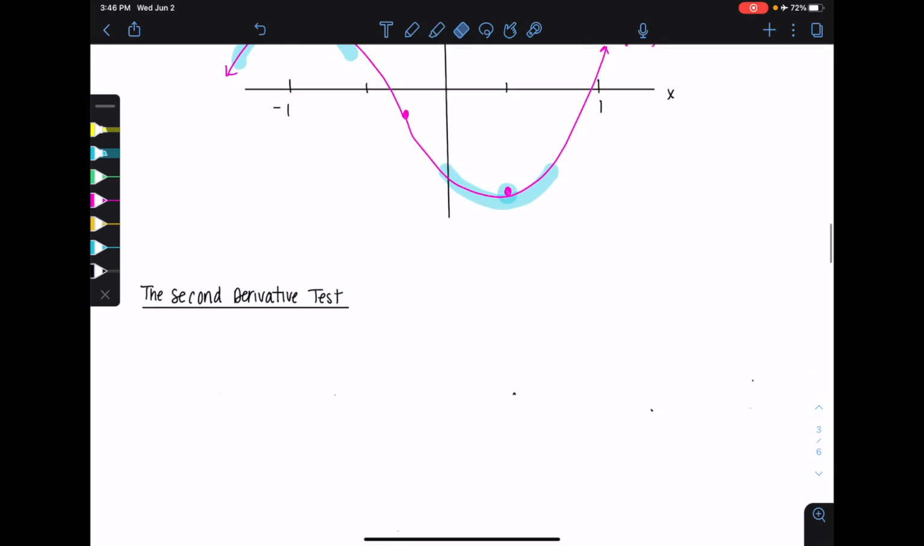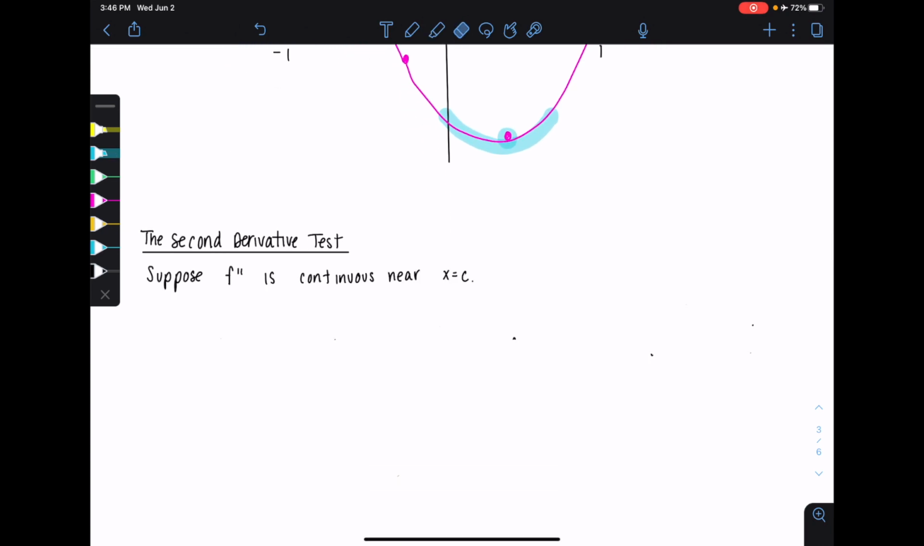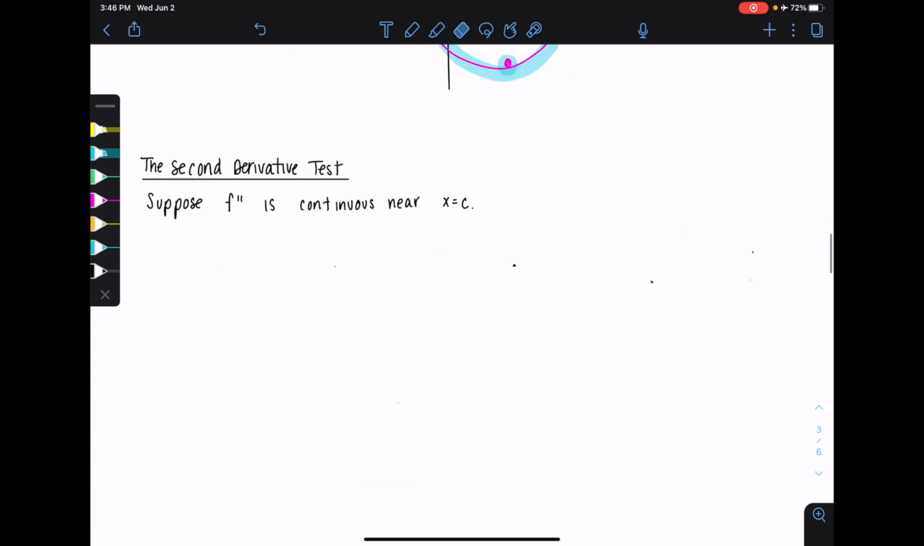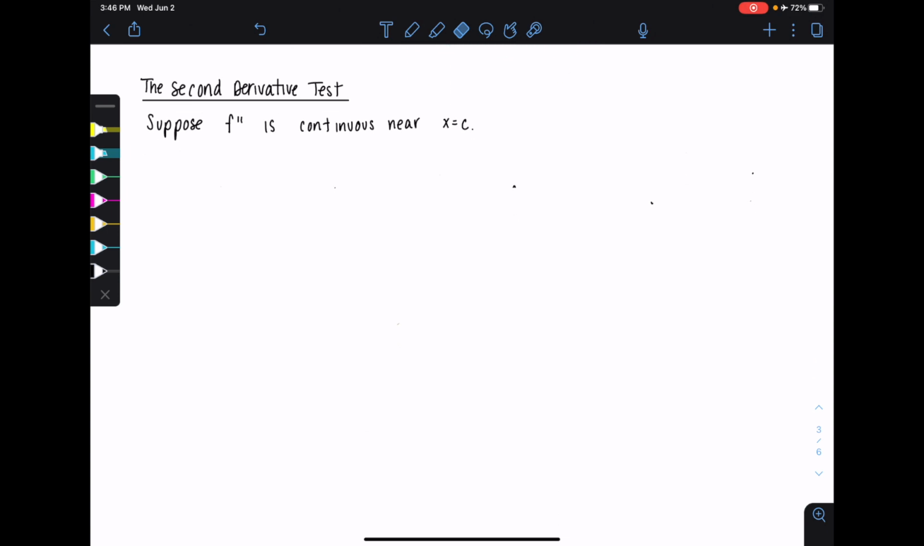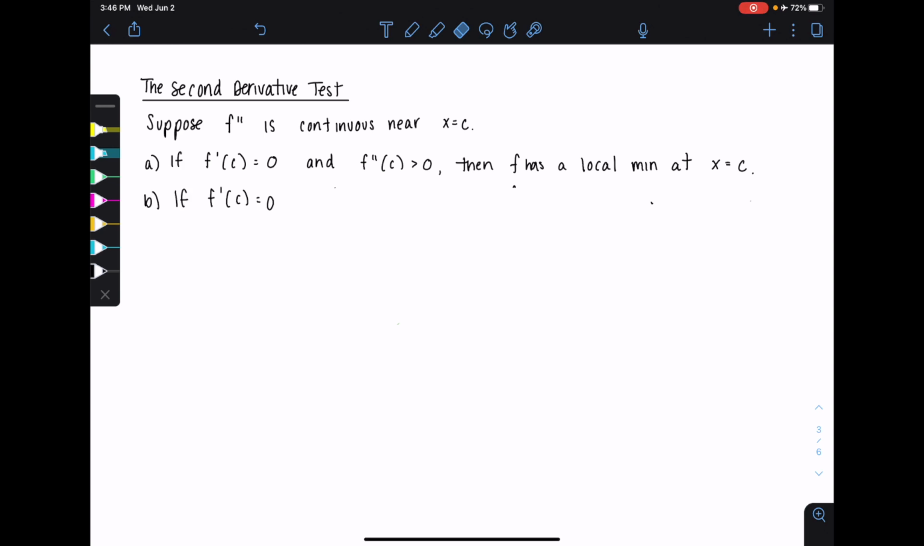So what the second derivative test tells us is suppose the second derivative is continuous near some critical number. So if f prime of c is equal to 0, so c is a critical value, and the second derivative is positive at c, then this corresponds to a local minimum value at c. If the first derivative is 0 and the second derivative is negative, then instead we have a local maximum.